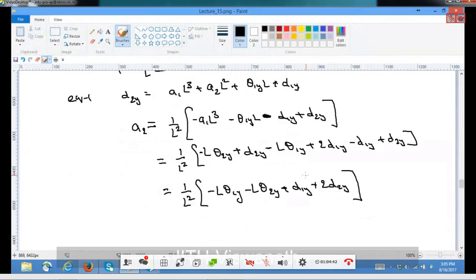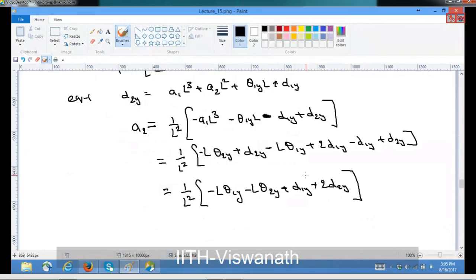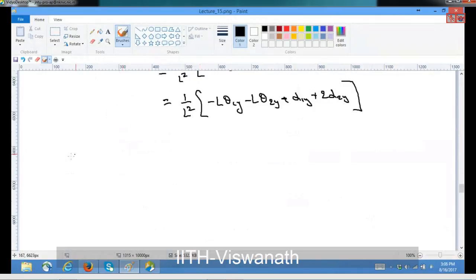Since I now know all the coefficients, I can rewrite my equations as something like this. So y of x is equal to, for simplicity, I will redefine d1y simply as d1, theta 1y I simply define as theta 1, because carrying over the subscript is really painful. And similarly, d2y I define as d2, and theta 2y I simply define as t2 for brevity.